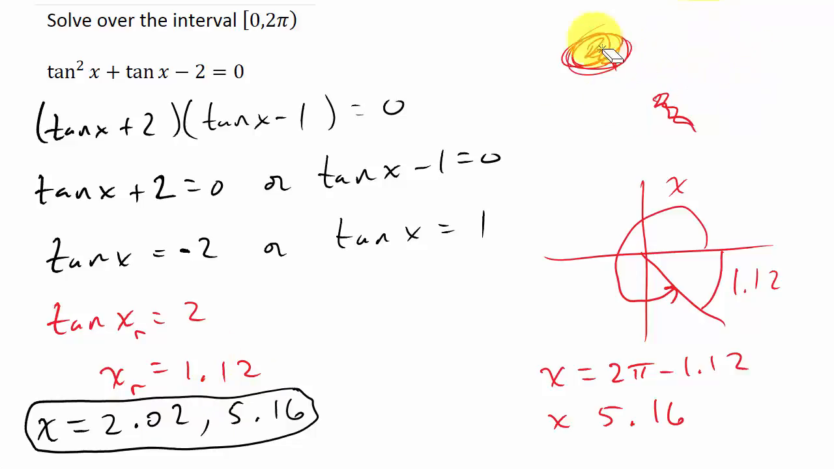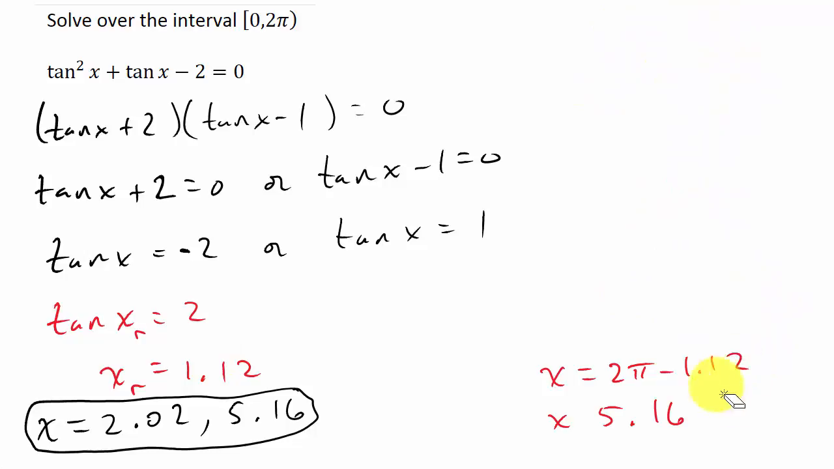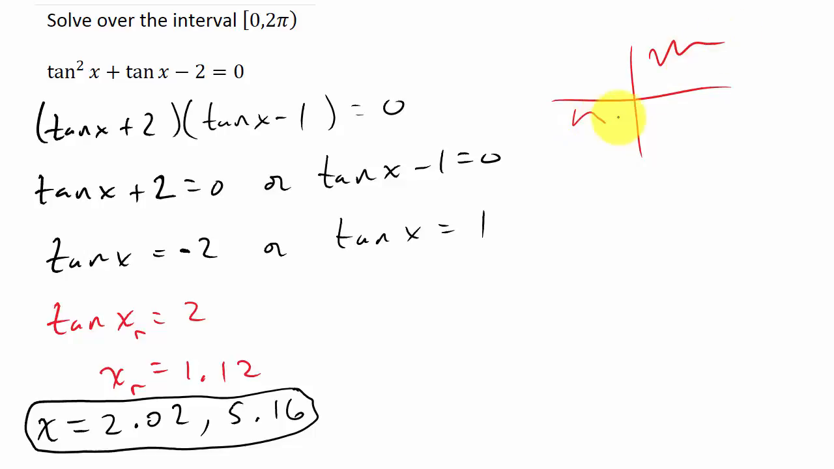Now let's go to the other part. I've got tangent x equals 1. This solution is in the first and third quadrants. So I need my reference angle to find the solution in the third quadrant. Remember, your reference angle is in the first quadrant. Well, guess what? One of my solutions is also in the first quadrant because tangent is positive. So that means my reference angle will also be a solution.